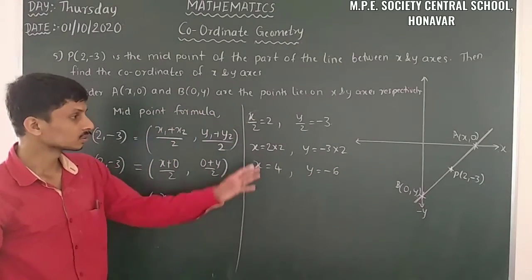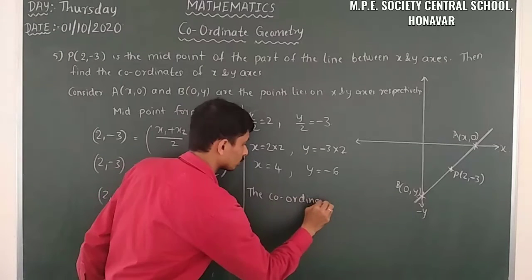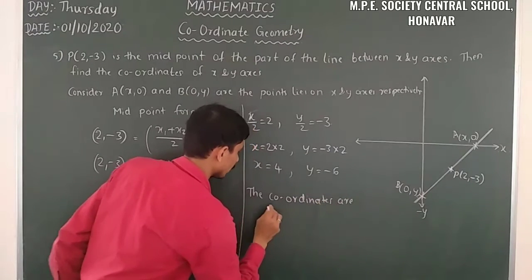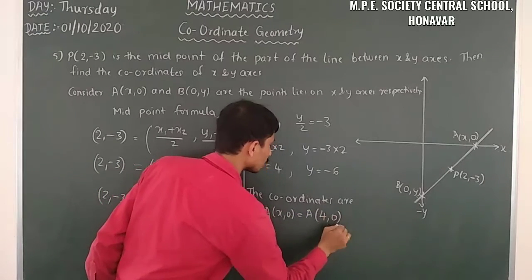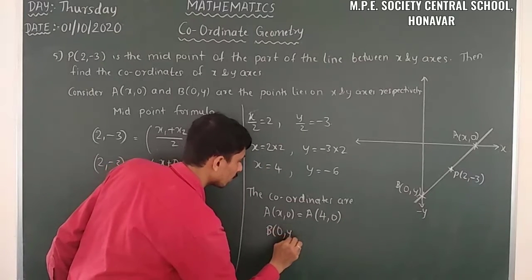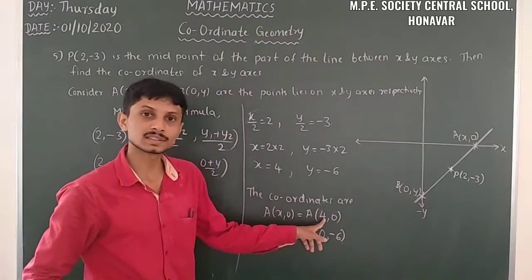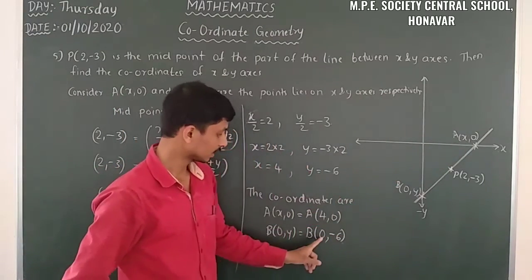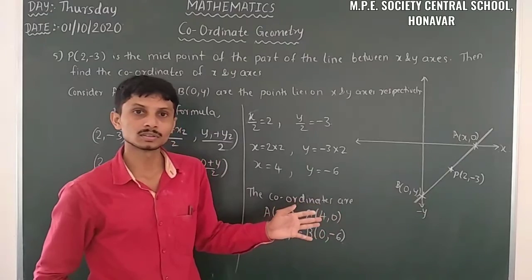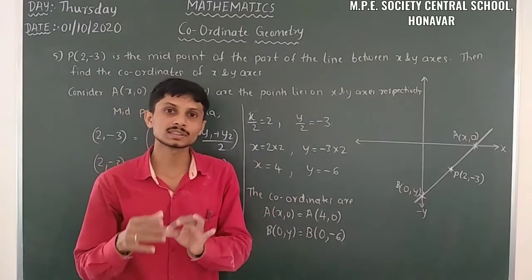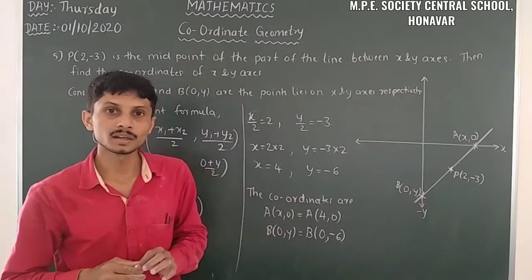Then what are the coordinates? A of x, 0 is equal to A of 4, 0. Then B of 0, y is equal to B of 0, minus 6. Just observe, this is the first quadrant, plus comma plus. Here it is plus comma minus 6, that is the fourth quadrant. So this is how to solve this type of problems based on the midpoint formula. Let us move on to the next problem.